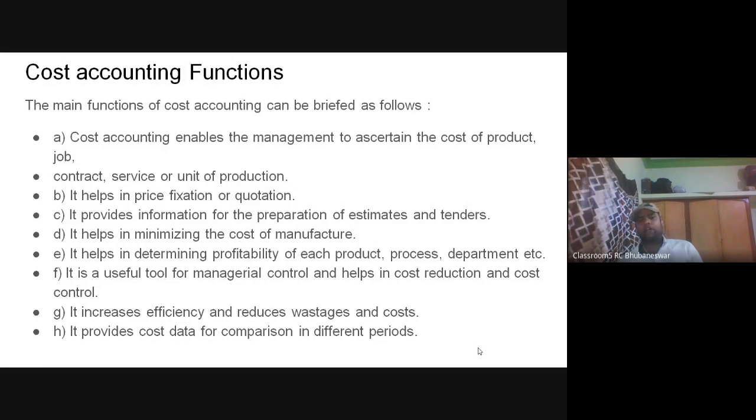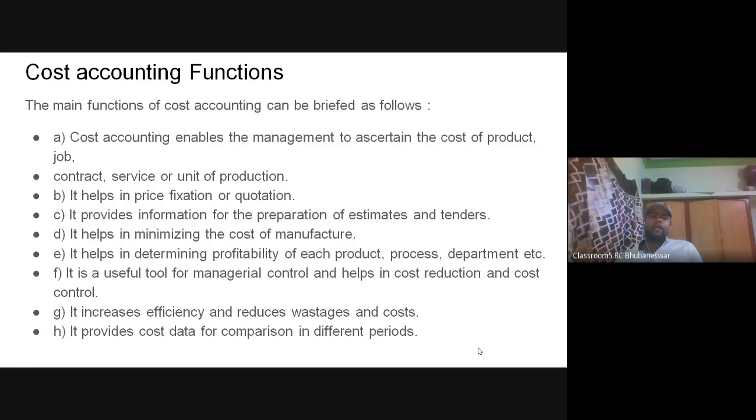Next, it helps in determining profitability of each product, process, department, etc. So the profitability of each product individually, each department, each process. If you want to find out how much profit process A has earned, how much profit process B has earned, or how much profit process C has earned, it is only possible through the help of cost accounting, but not financial accounting. Okay. Next, in the department also it is possible through the help of cost accounting. Okay. In the production department, how much cost it has incurred, that can be found out through the help of this one.